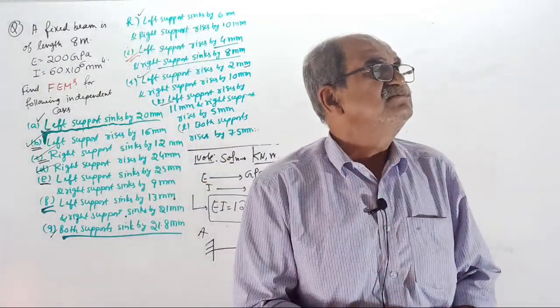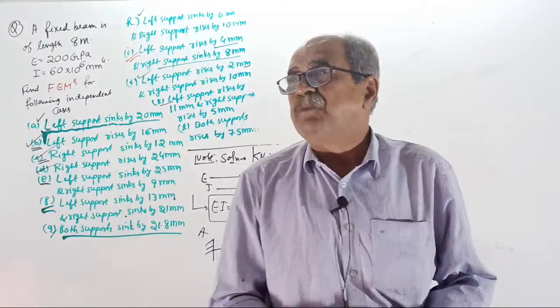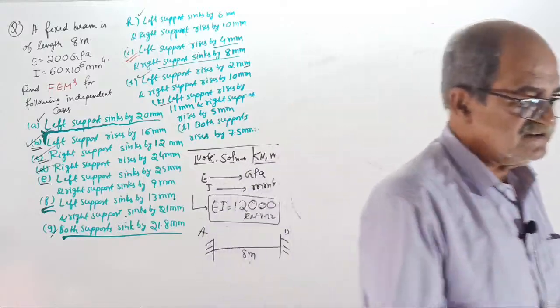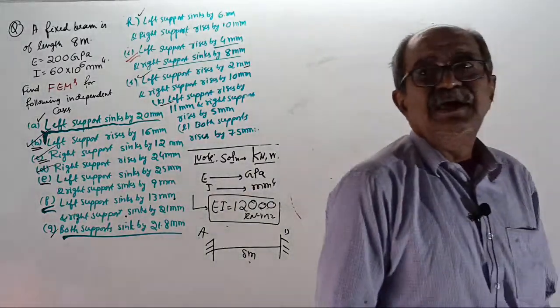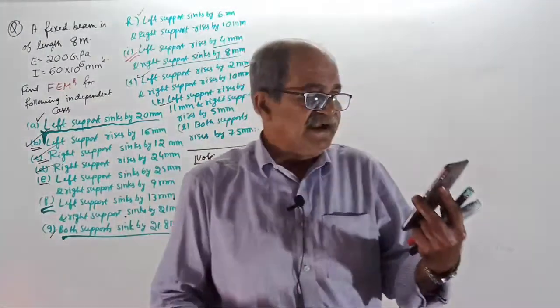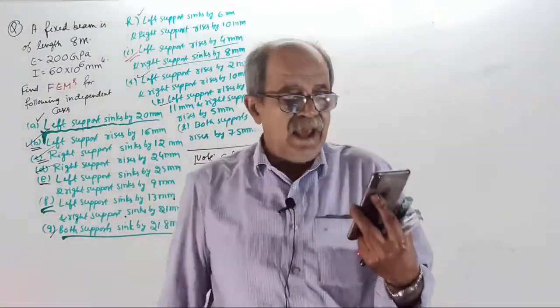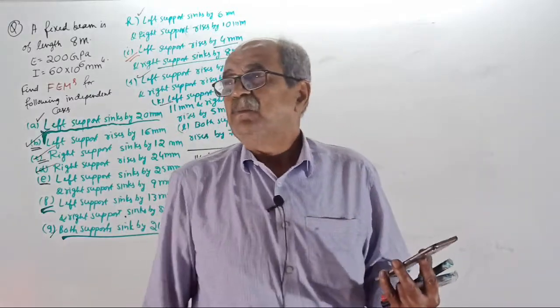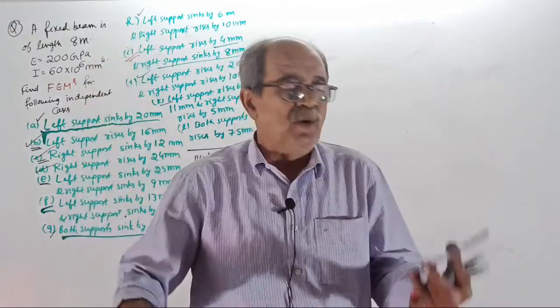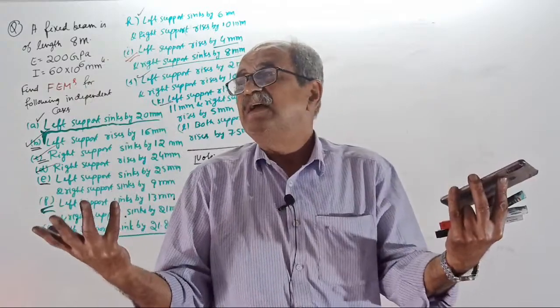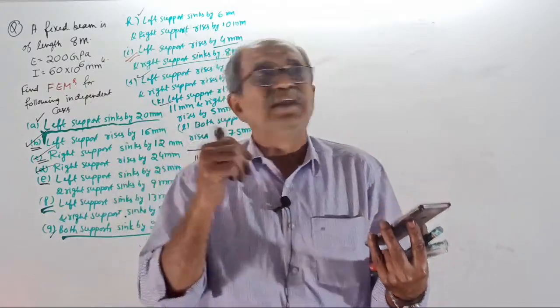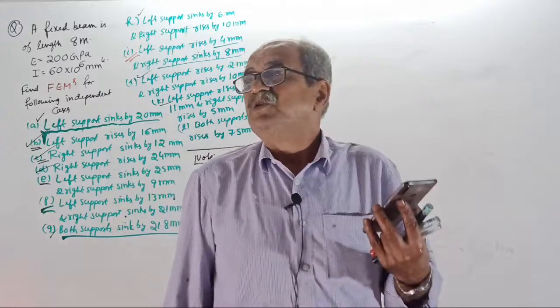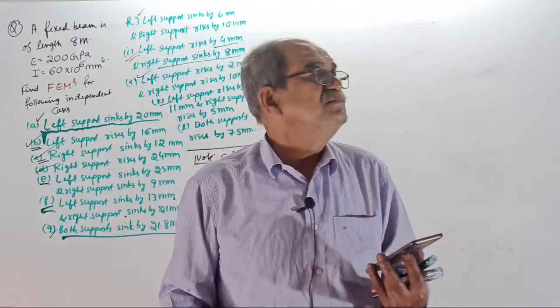Now, if 2 columns both settle by the same amount, tell what happens? That is called uniform settlement. What happens? If both the footings settle by the same amount, is it okay or dangerous? Nothing. See, relative settlement is not there. That's why uniform settlement is better.